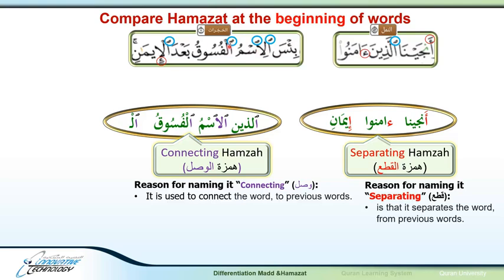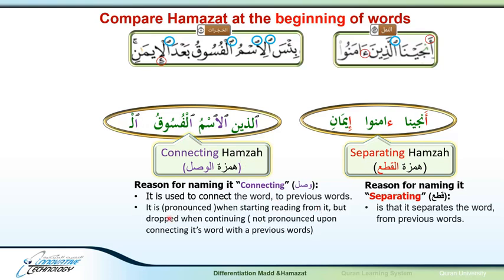Al-ismul fusuqu, this connects al-fusuqu with al-ism before it. And ba'dal iman. Ba'dal, this connects al with ba'da. So it's a connecting hamza. So all of those are considered connecting hamza because they are used to connect words to previous words. It's pronounced when starting the reading. If we say al-ism, we pronounce it. But if we say bi'sal, it's not pronounced. And if we say ism, we pronounce it.